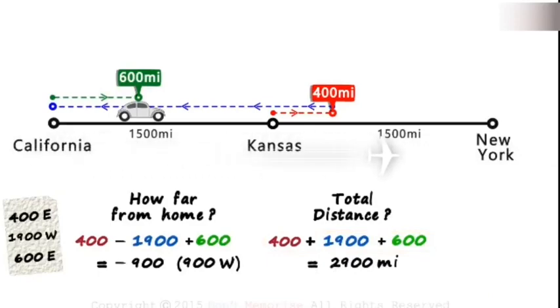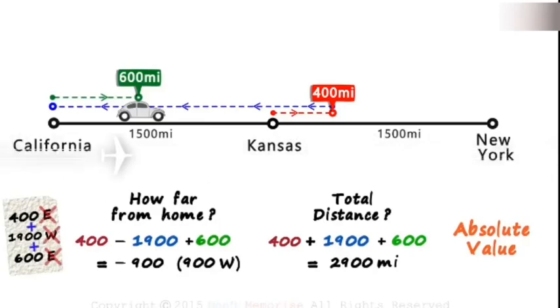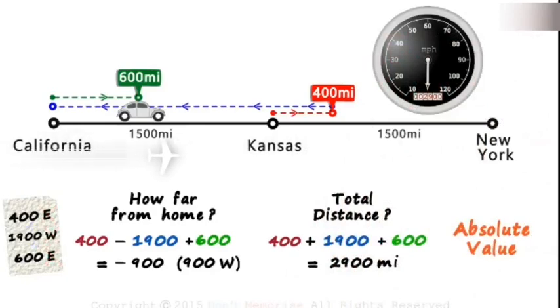Wait a moment. What exactly did we do here? What we did here unknowingly was that we found the absolute value of each number. Yes, we ignored the sign and simply added the three numbers. So yes, a car's odometer uses the absolute value concept.